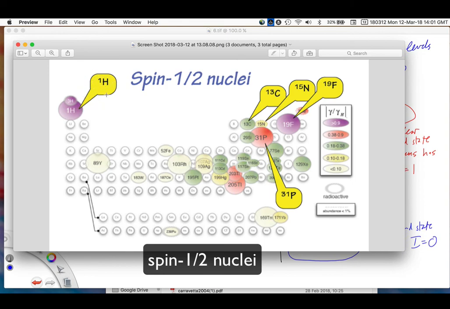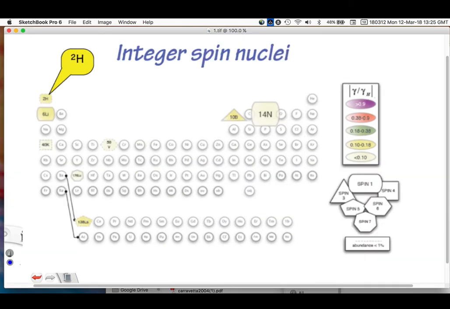Similarly, the ground state of the most common isotope of fluorine, which is fluorine-19, also has spin 1/2. And the most common isotope of the element phosphorus also has spin 1/2. Other important nuclei with spin 1/2 are carbon-13 and nitrogen-15. These are rare isotopes of these important elements. This shows the incidence of nuclei with integer spin in the ground state, and in fact there are very few of them. There's deuterium, as we just discussed, which has nuclear spin 1 in the ground state. Another important one is nitrogen-14, which also has nuclear spin 1 in the ground state.